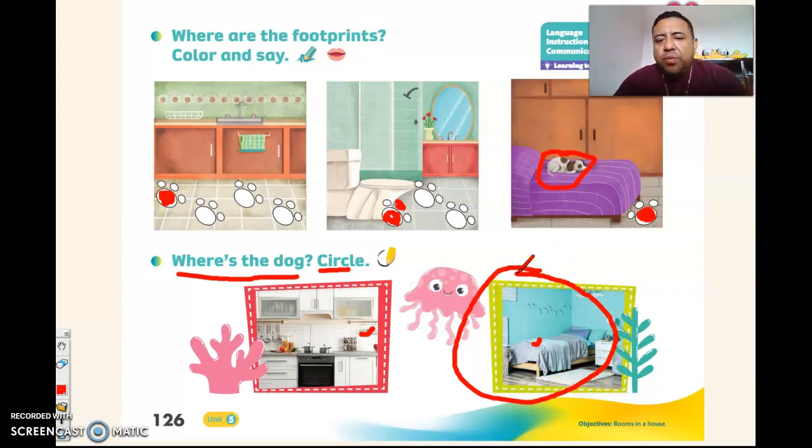Well, we work with this page. Remember, we are talking about parts of the house. Y aquí tenemos kitchen, bathroom, and bedroom. ¿Ok? Bueno. Esto fue lo que hicimos el día de ayer.